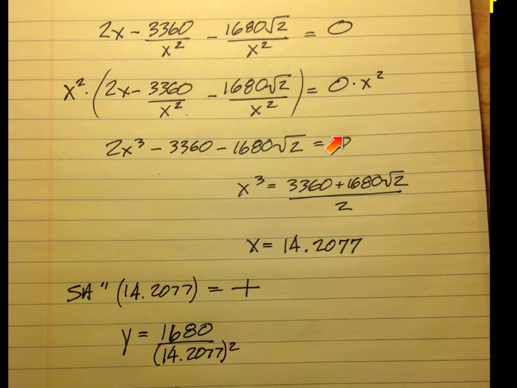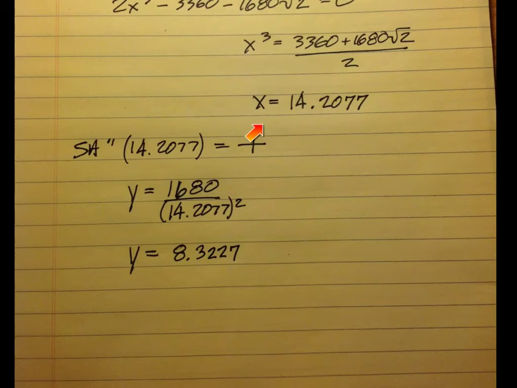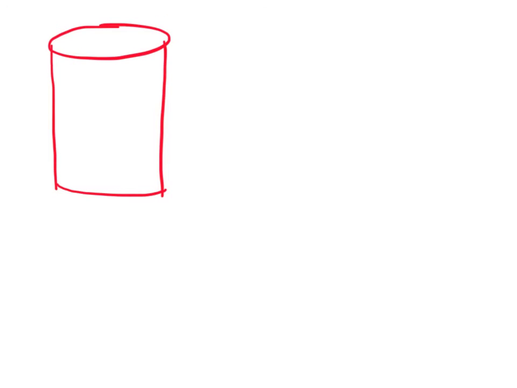And then move this and this to the right and divide by this 2. You should come up with 14.2077. And then if you go back and find the second derivative, it is positive, and plug in the value for x into the y formula from the very beginning where we solved for y. It's from the volume formula, 8.3227.